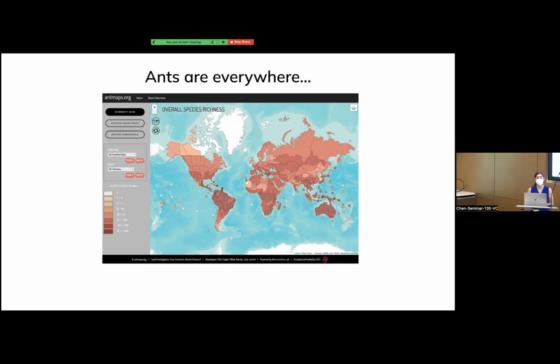So not only are they everywhere, they're extremely speciose, where we think there's maybe at least 14,000 species, if not more. And in all of these different habitats, from highly urban settings to deep into the rainforest, they're found below this in the soil, all the way to the canopy. They're really important ecosystem engineers, really affecting everything within the environment.